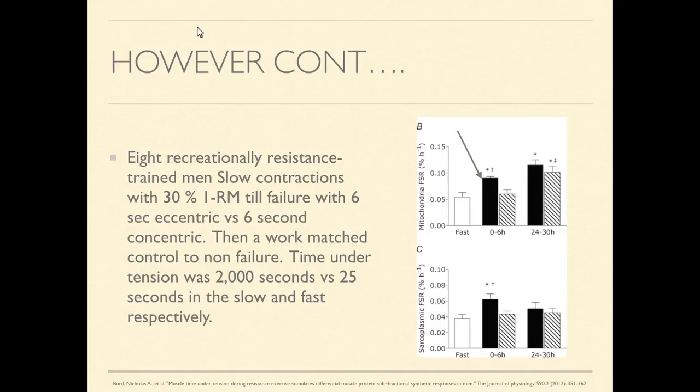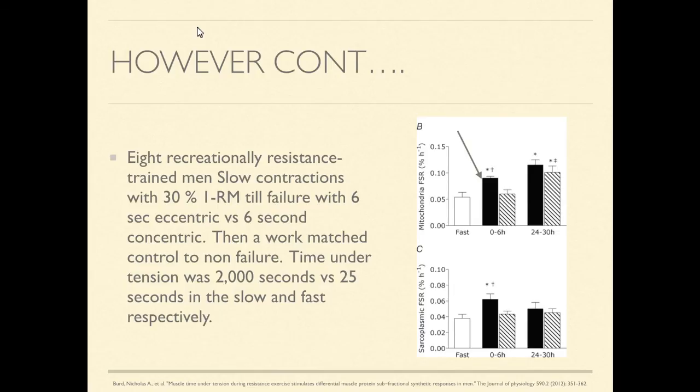Look at mitochondrial fractional synthetic rate and sarcoplasmic fractional synthetic rate. What you'll notice is that the fast group didn't have much, but the slow group, which is what I'm pointing to, had greater mitochondrial. Now, is this saying that slow contraction is better than fast? No, it's absolutely not. You had 25 seconds time under attention versus 2,000. Again, this is more of a fatigue event.